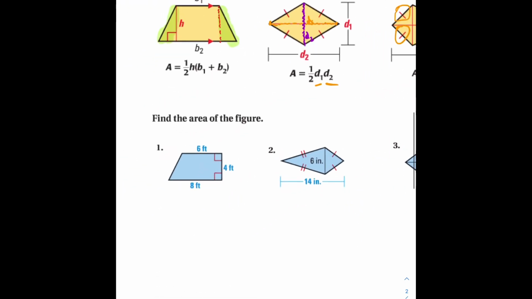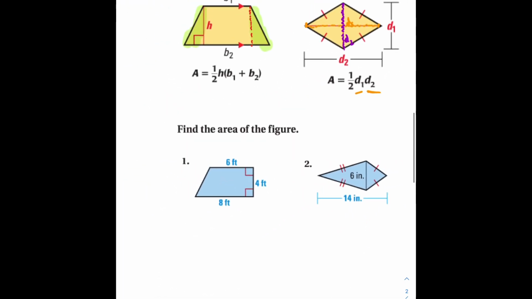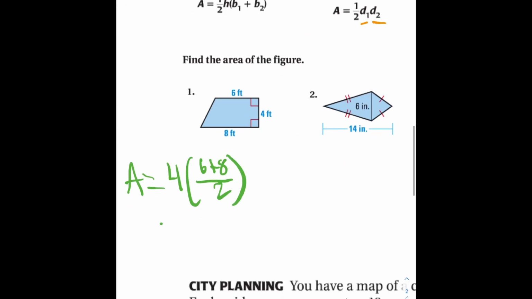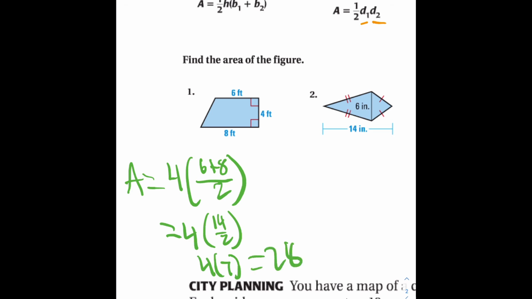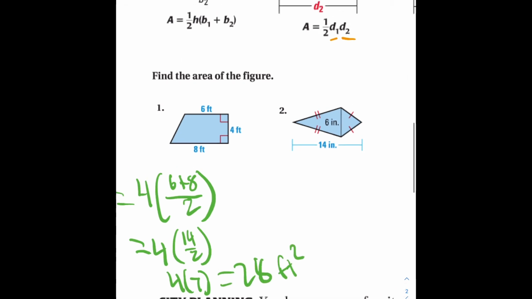All right, let's take a look. This is a trapezoid, a funky looking trapezoid. So I'm going to use my formula. I'm going to multiply by the height, which is 4. I'm going to find the average of the bases. So if I simplify, 6 plus 8 is 14 divided by 2. 4 times 7, 28 feet squared.